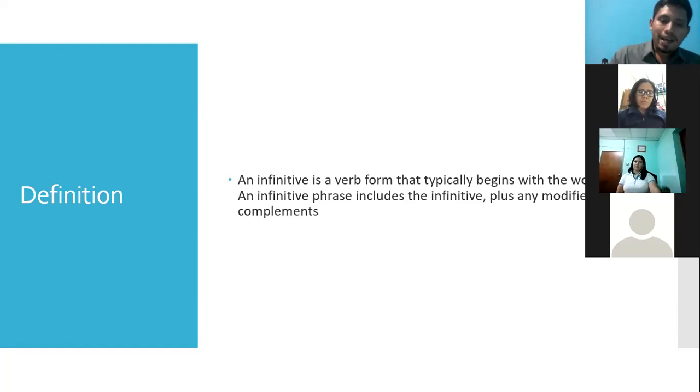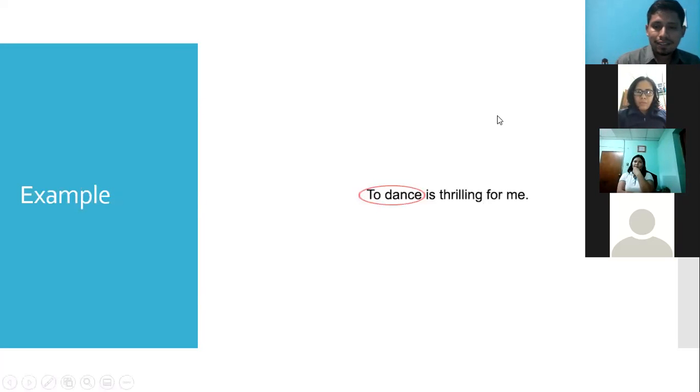When we have an infinitive phrase, it says that it includes the infinitive plus any modifier and complements. Check out this sentence. To dance is thrilling for me. To dance is thrilling for me. Can you identify in this sentence what is the subject that we are referring to? To dance is thrilling for me. Can you identify the subject? Subject is me. Yes, me.